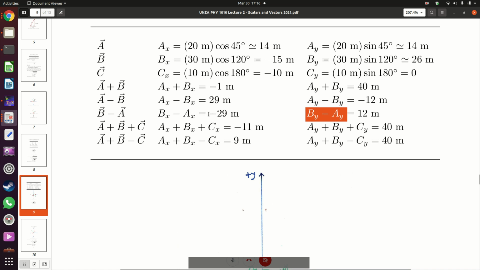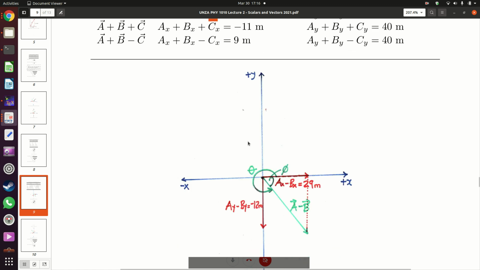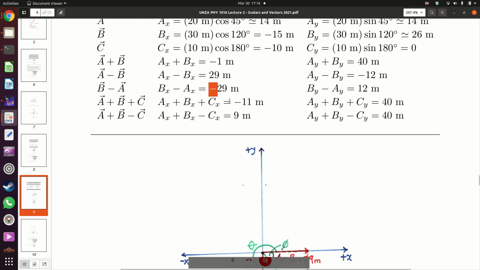So along the x-axis it is negative, meaning that it is pointing in the negative part of the x-axis. So that's where b minus a x is pointing. Then b minus a y is pointing north. So if we do a sketch of these two vectors, before we do that, we can find the size.